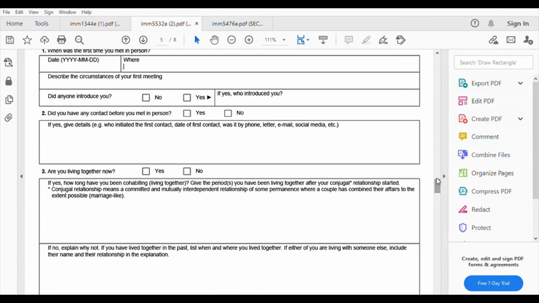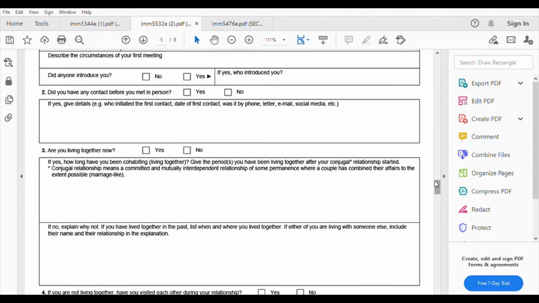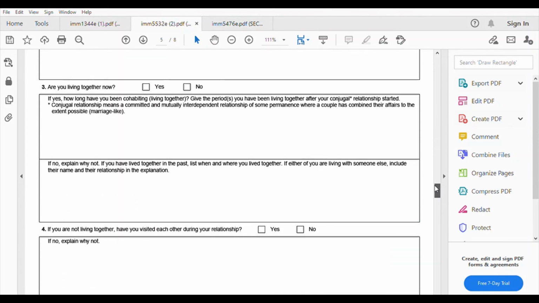So for example, if you met online, then yes, you have contact before meeting in person, so you mention yes. And then here, if yes, give details like who initiated the first contact, the date of first contact, and whether it was by phone, letter, email, or social media. So you mention the details if you were talking before meeting.